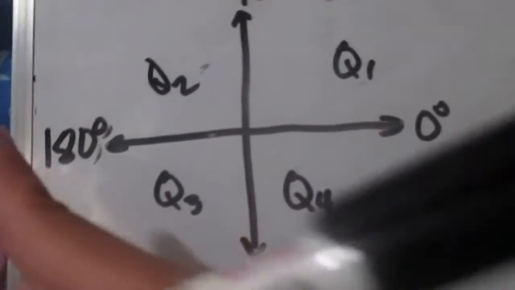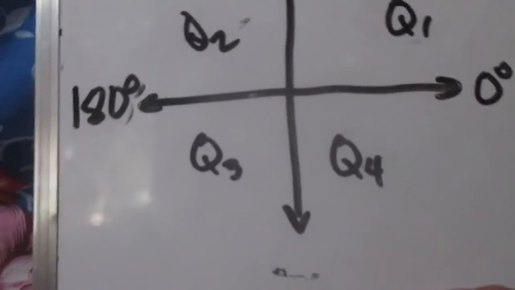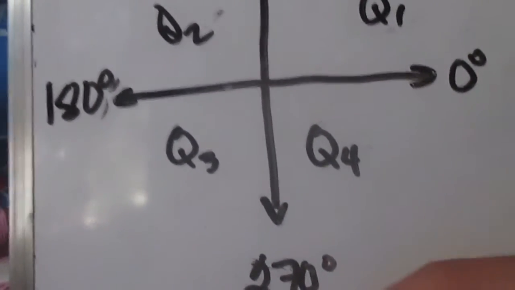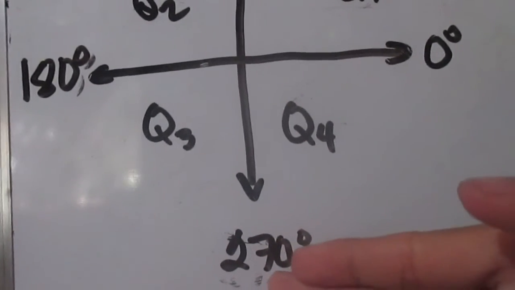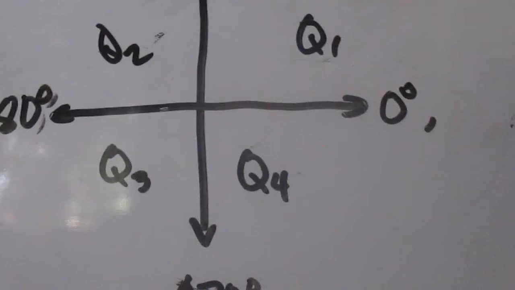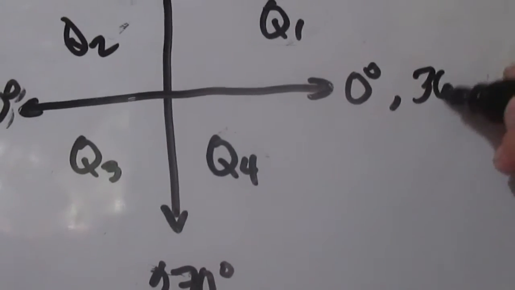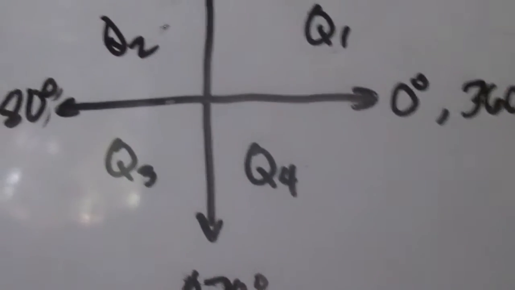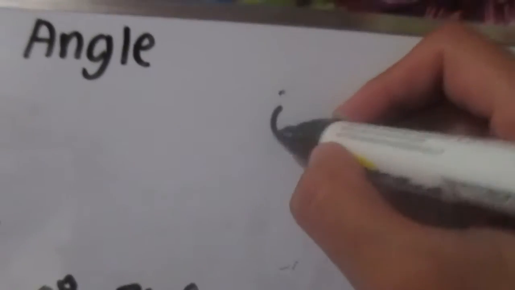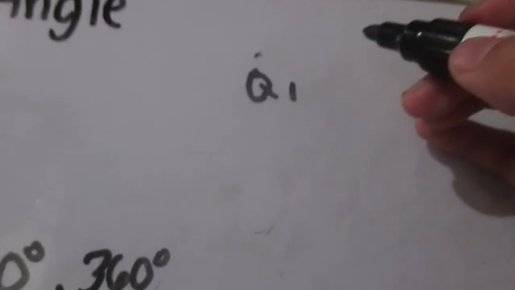For quadrant 3, we have 180 degrees to 270 degrees. And for quadrant 4, we have 270 degrees to 0 degrees, which is also 360 degrees. Okay, for example, in reference angle, we have an angle in quadrant 1. So, in quadrant 1, we have 0 degrees to 90 degrees.